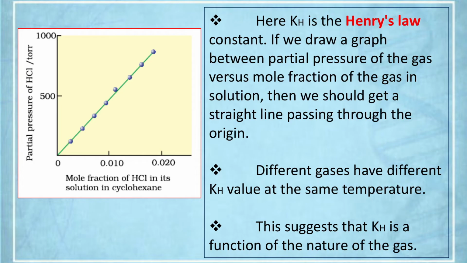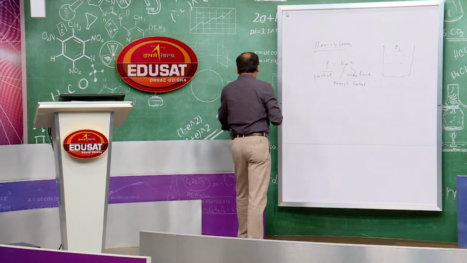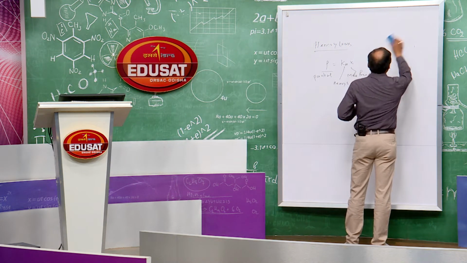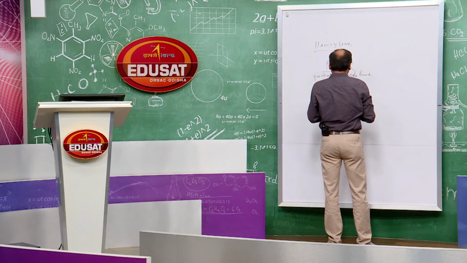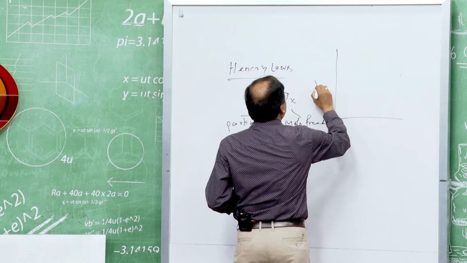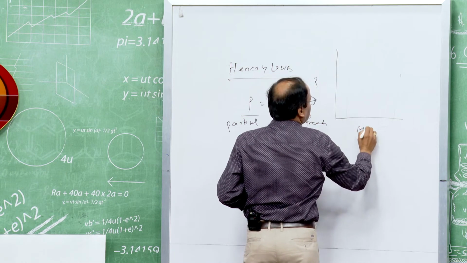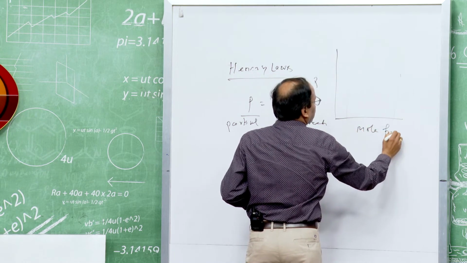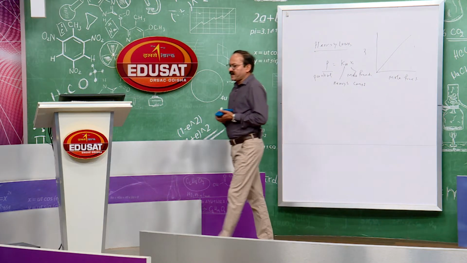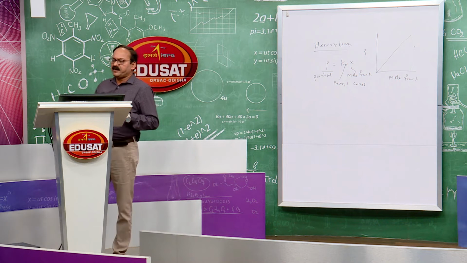You can look into the graph. What is the relationship between partial pressure and mole fraction? If you plot a graph between partial pressure and mole fraction, then you will get a straight line passing through the origin. You take pressure on this side and mole fraction on this side. So, you will get a straight line passing through the origin.